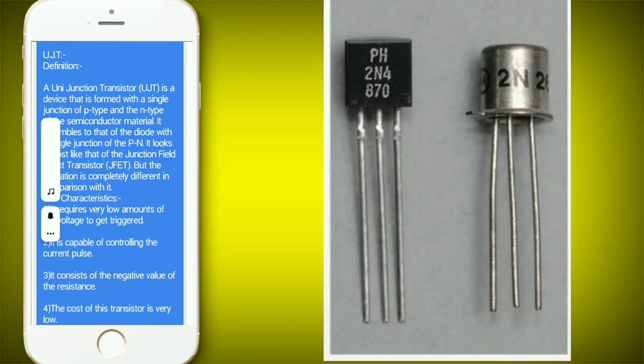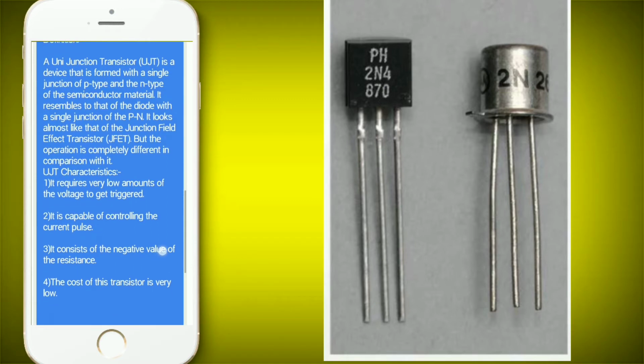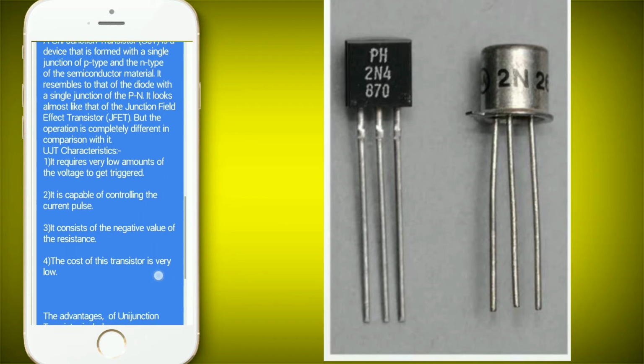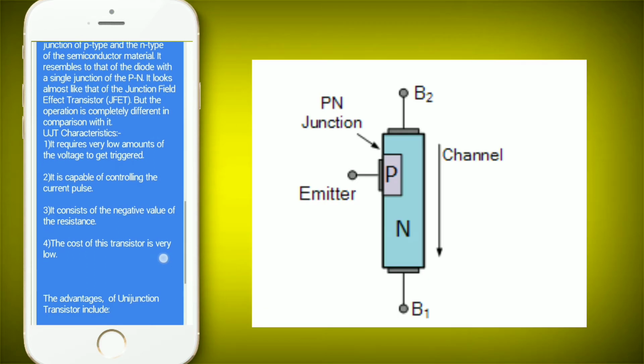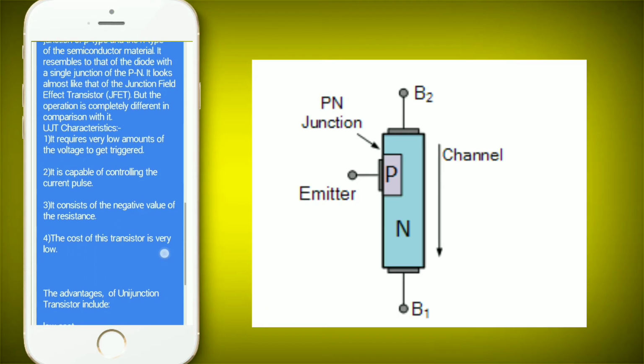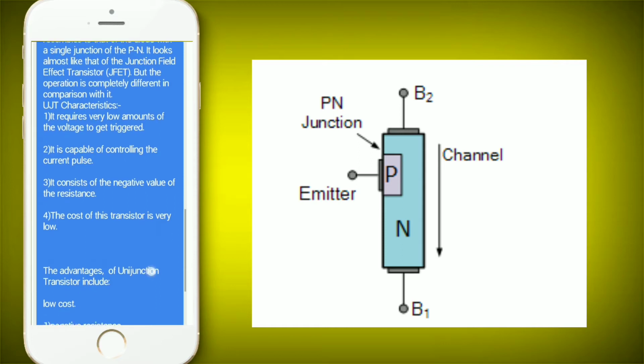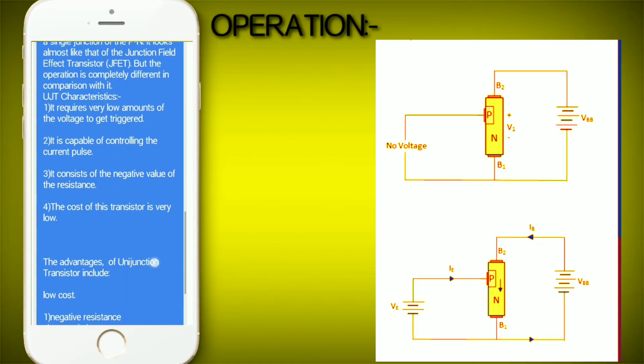UJT definition: a unijunction transistor (UJT) is a device that is formed with the single junction of p-type and n-type semiconductor material. It resembles a diode with the single PN junction. It looks almost like a junction field effect transistor (JFET), but the operation is completely different in comparison with it.